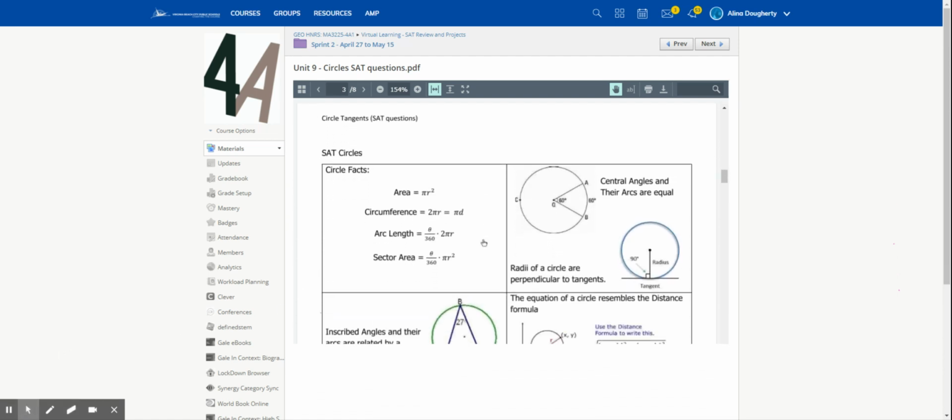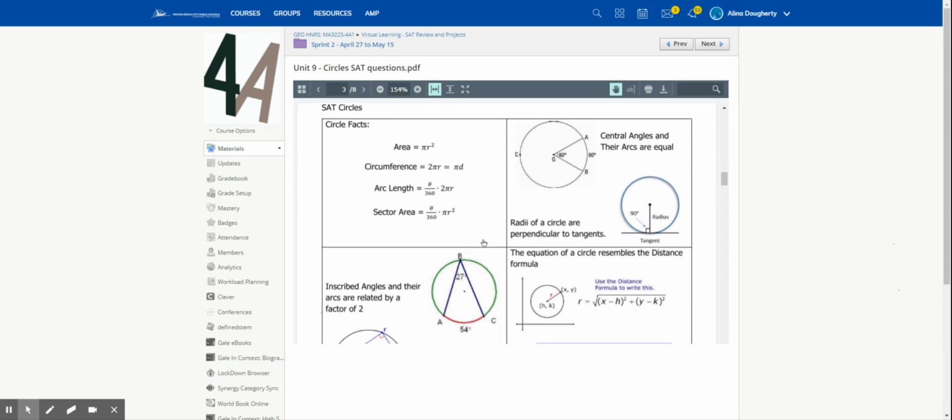So if we go to our next section, we've got a little bit more review we need to talk about first. These first two equations you should know. Area is pi r squared. Circumference is 2 pi r or pi d.